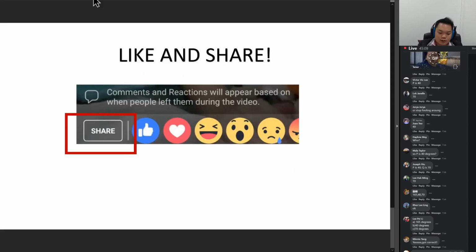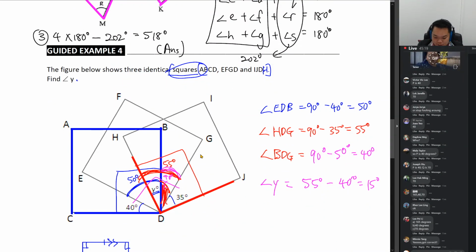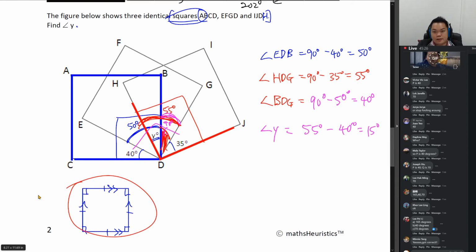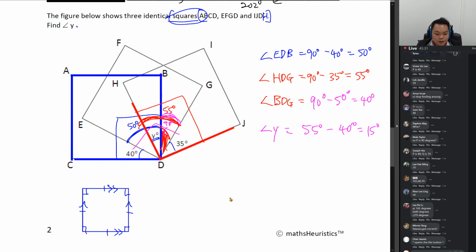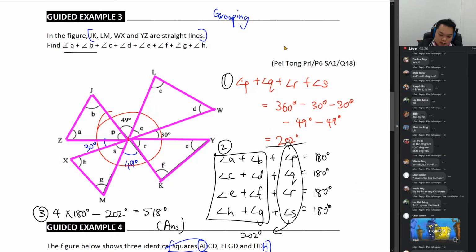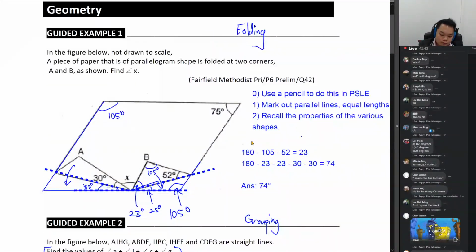So basically today what I want to recap with you are the magic of parallel lines, the magic of overlapping, or rather to bring to your attention things that you may be aware of but take for granted, like all the properties of a square. That's why you have to take note of what kinds of properties you have. The idea of grouping, and of course folding.